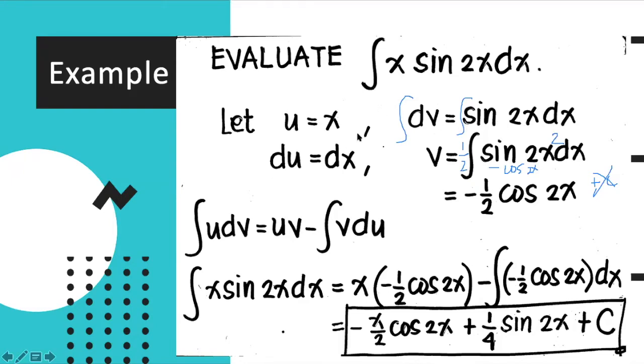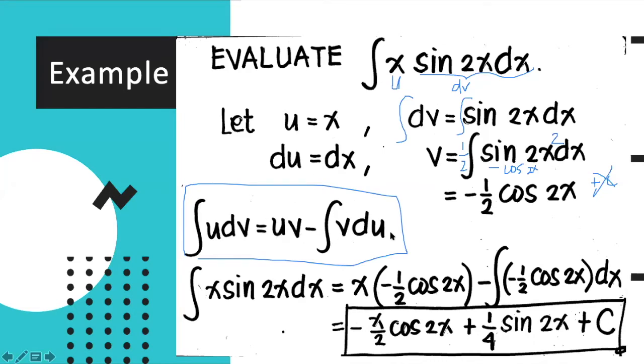Actually, dv cannot be used in the formula. We can now plug in these values. So remember the formula is the integral of u dv. So what is our u? Our u is x, and this part right here is our dv. Remember, dv is a differential. So integral of u dv is equal to u times v minus integral of v times du. Do you follow? So this is the given.